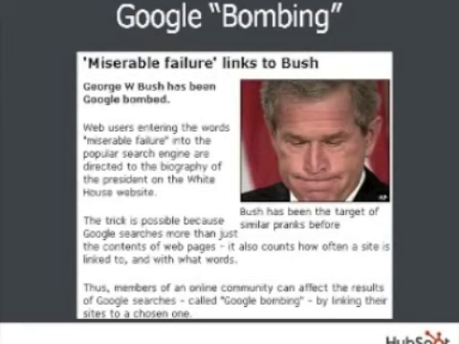But people used to send around this email and say, oh, yeah, this is really funny. Go to Google and search for miserable failure. And the reason it was funny was because the first search result that came up was actually the George Bush web page on the White House government website. And, you know, obviously that page did not have the words miserable failure on it at all.